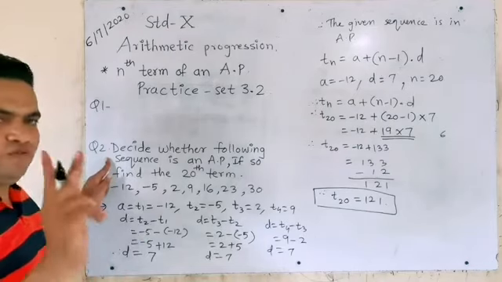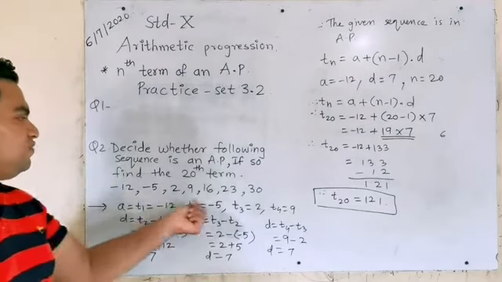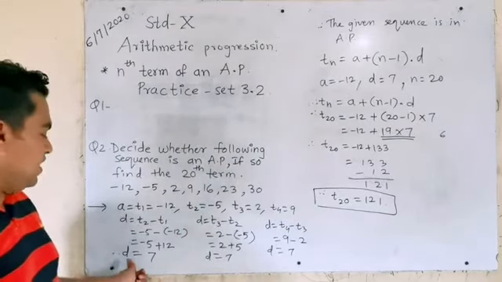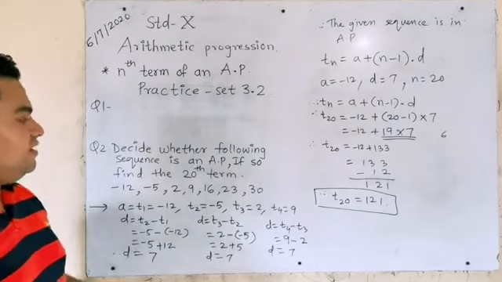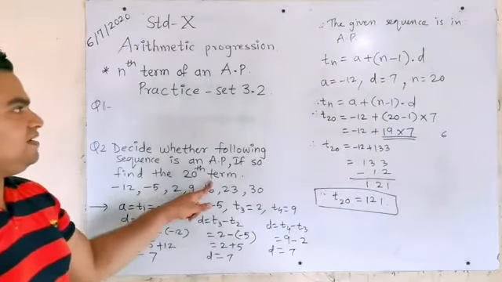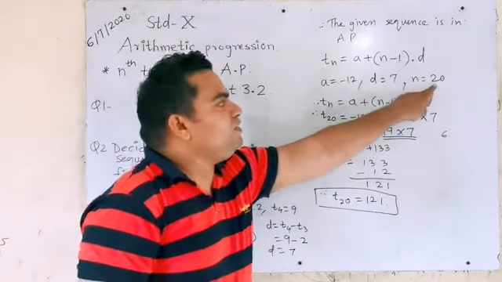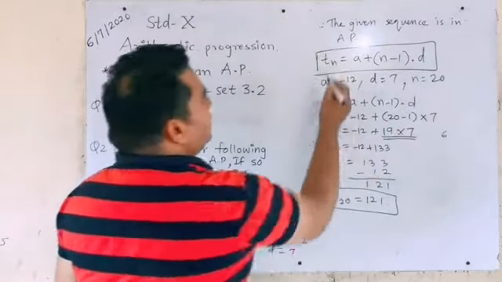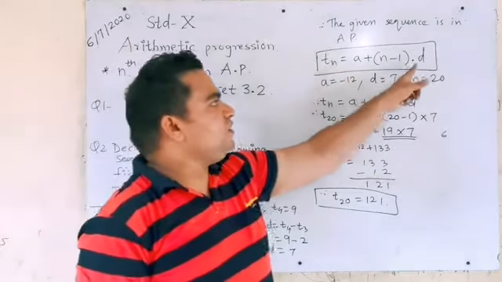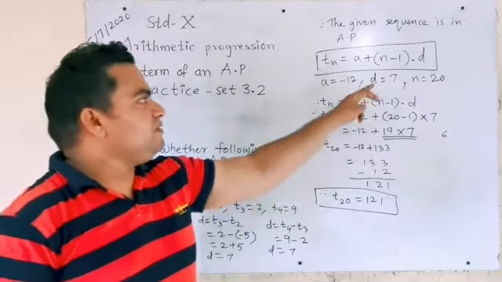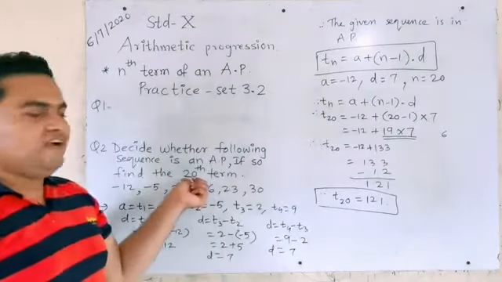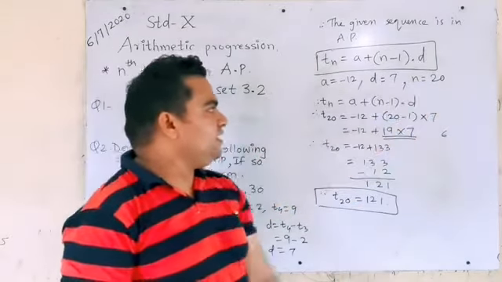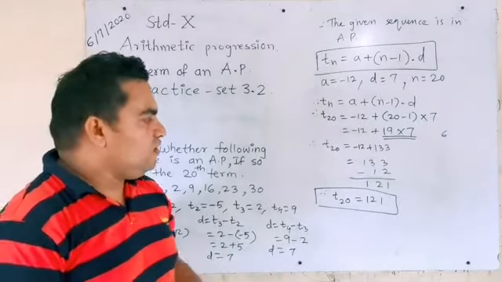In this question, there were two questions. First, we had to prove that the given sequence is in arithmetic progression. Yes, the given sequence is in arithmetic progression because the common and constant difference was 7. And then we had to find the 20th term, so n value is 20. To find any kind of term, we have to write this formula: Tn is equal to A plus n minus 1 into D. A means first term, D means constant difference, and n is the term you are finding. That term you will write here: n is equal to 20. Like this we have to solve the question.